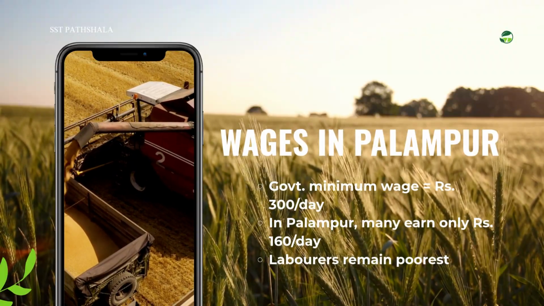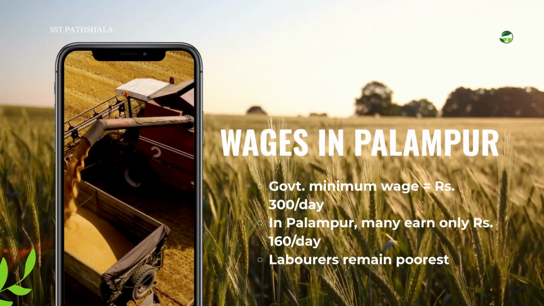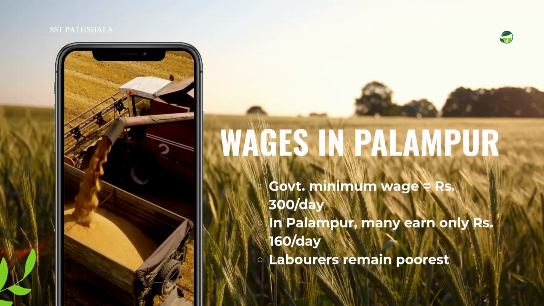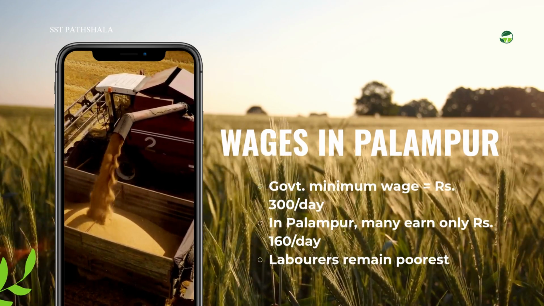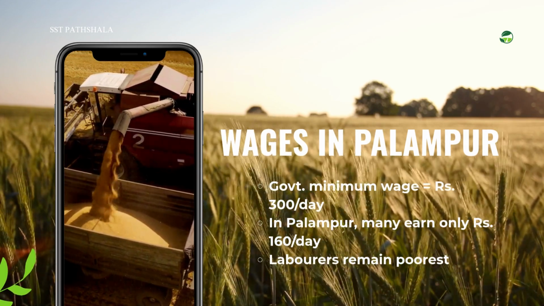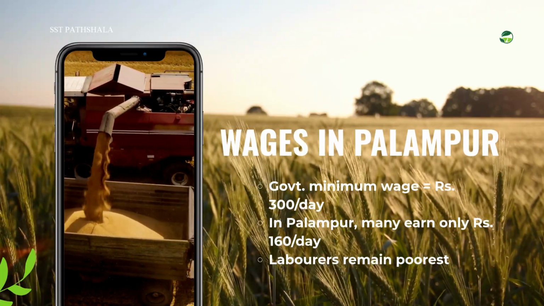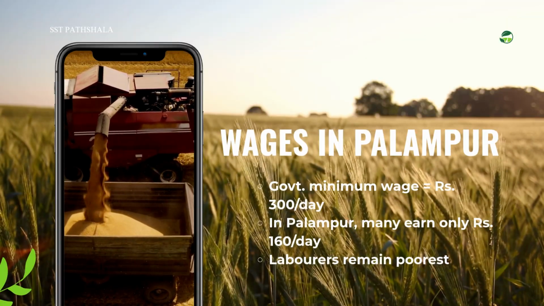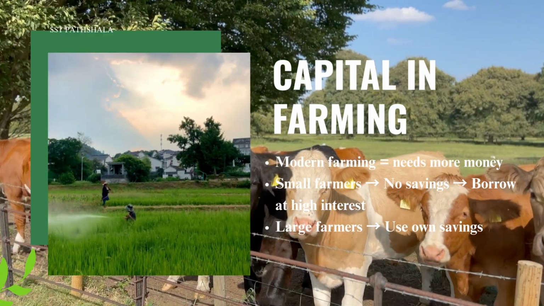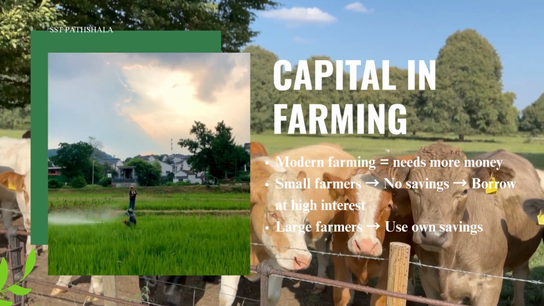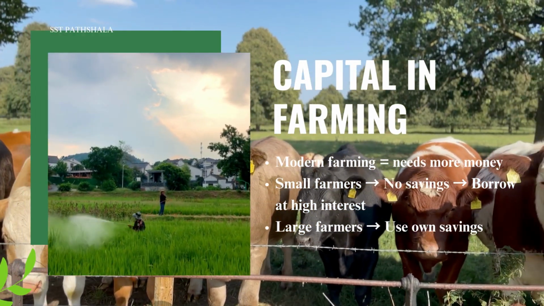So now we see why we need capital. Modern farming requires a lot of money, or capital. Here are the sub points. First, small farmers borrow money from large farmers, money lenders or traders. The interest rates are very high and they often fall into a cycle of debt. For example, Savita, a small farmer, had to borrow 3,000 at 24% interest for just 4 months.